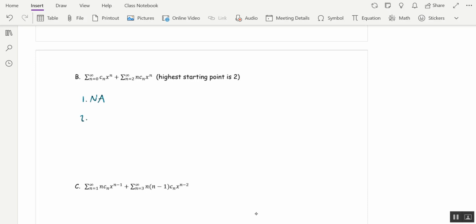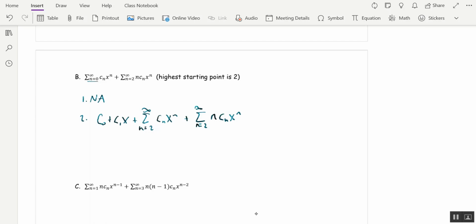So for step 2, combining, one starts at 2 and the first one starts at 0. So that means I need to take this first one and start it at 2. So I'm going to cull off the first 2 terms. I get C naught plus C1x plus the sum from n equals 2 to infinity of Cn x to the n. And then I'm going to add on that second infinite series, which is the sum from n equals 2 to infinity of nCn x to the n.